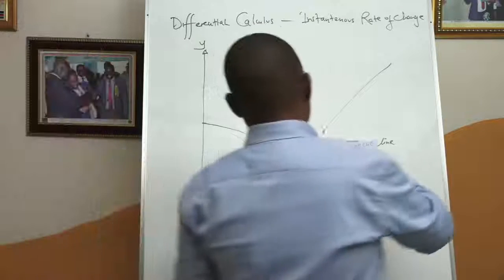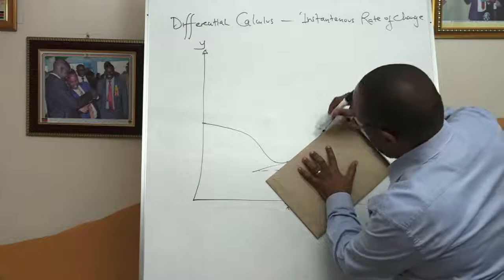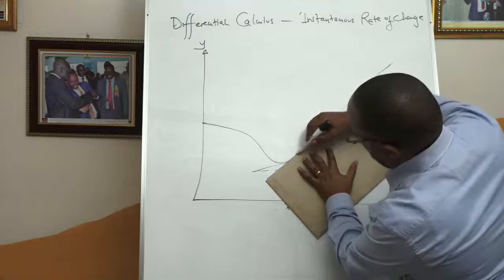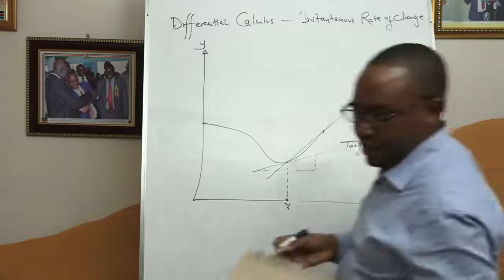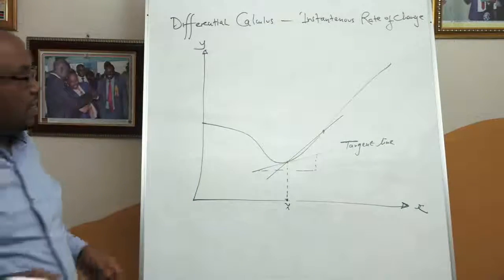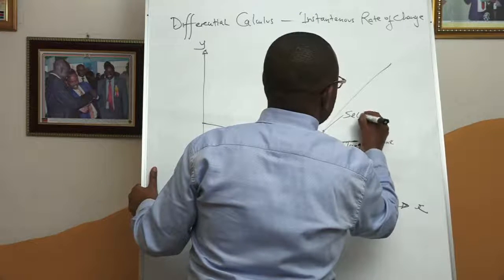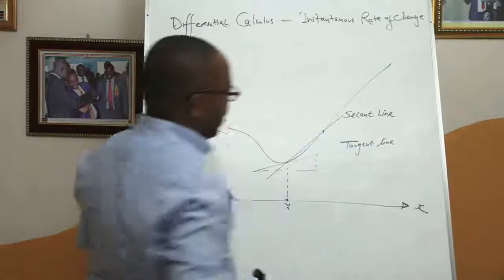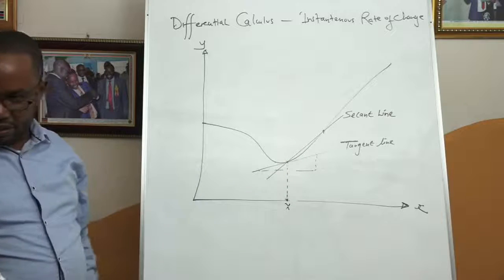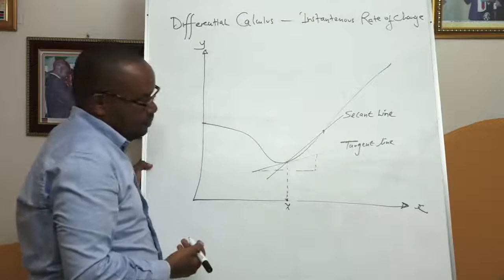And you draw a line that passes through the two points. This is called a secant line. A secant line is a line that touches two points, and it's a straight line.